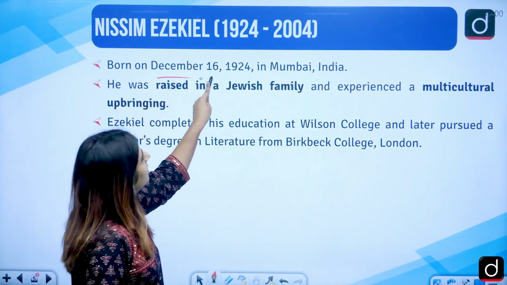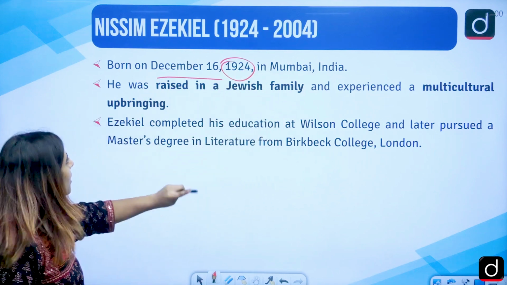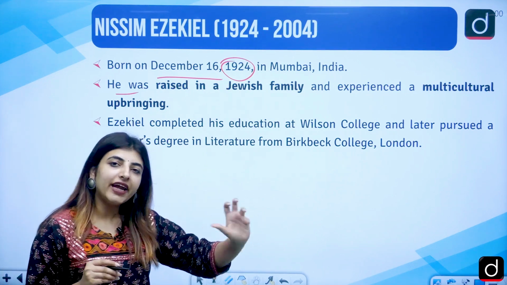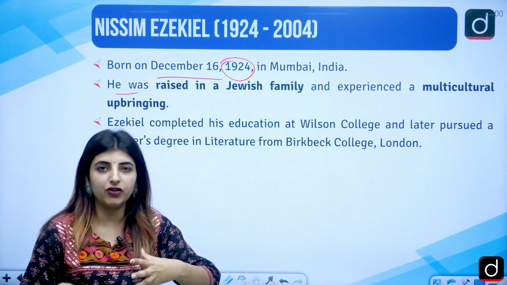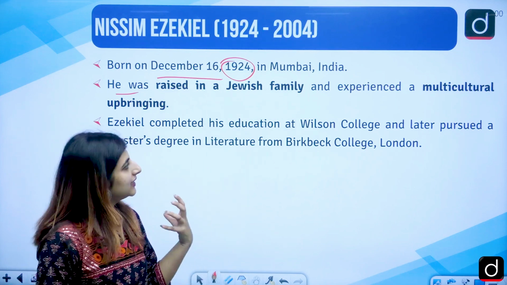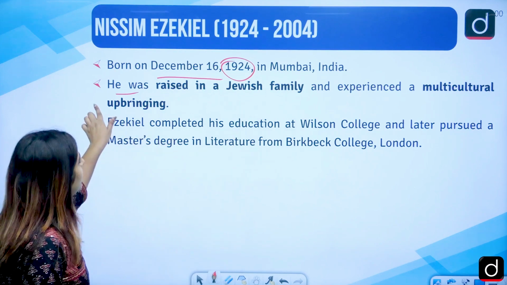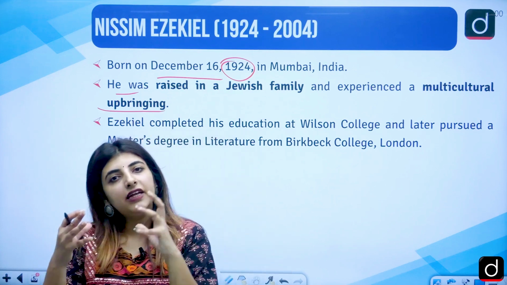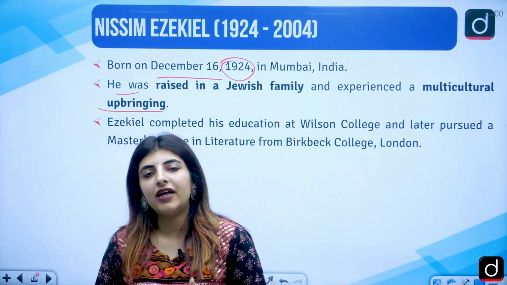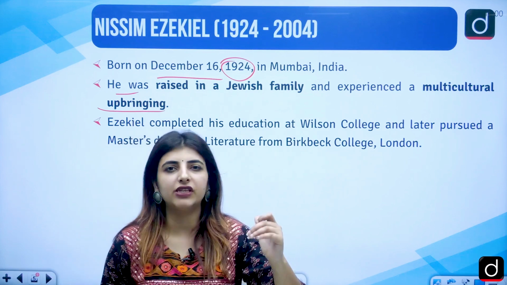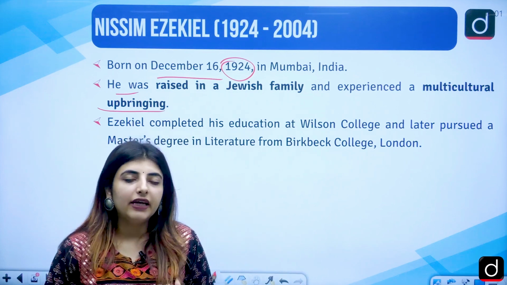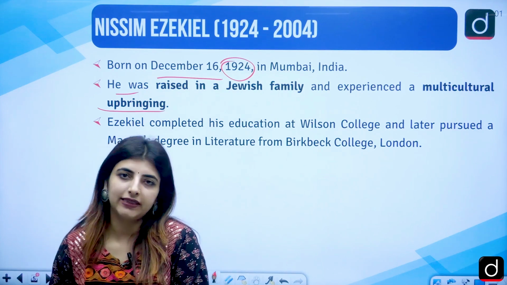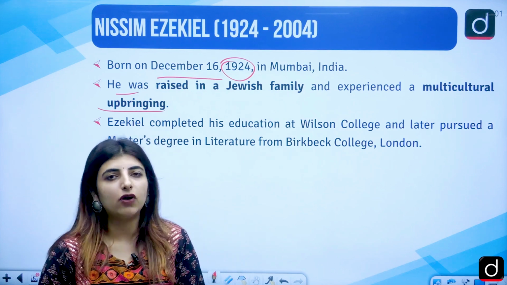So, born on December 16, 1924 in Mumbai, India, and he was raised in a Jewish family. So, you will see that there are certain traits of him being from a Jewish family. You will see that in his writing style, and he has experienced a multicultural upbringing, because he was living in Mumbai, right, and he was a Jew. So basically an amalgamation of different cultures that he was interacting with, the culture that he was brought up in, was having an impact on his writing his entire life, right, if we talk about it.